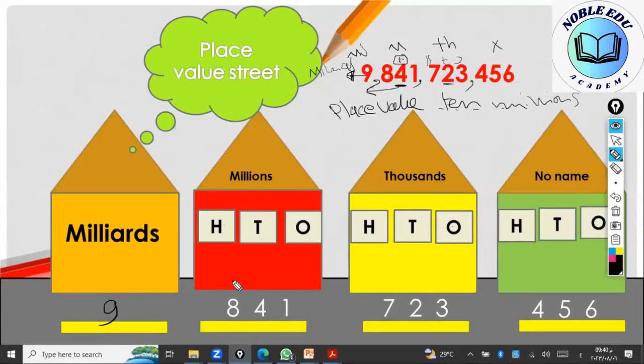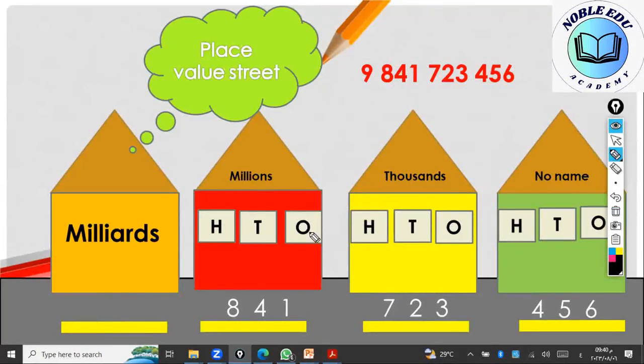Okay, any problem? But if I ask you, write the value. The value of any number is: write what? House name or number? Yes, write the number. Value only means number. Write the value of number 8.